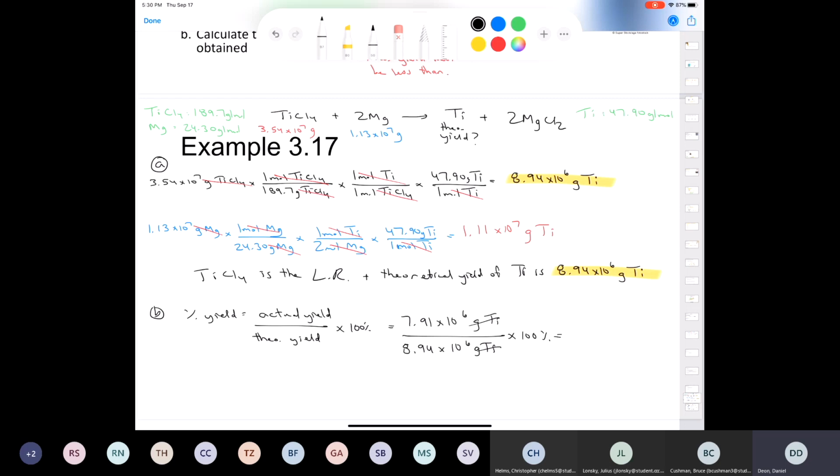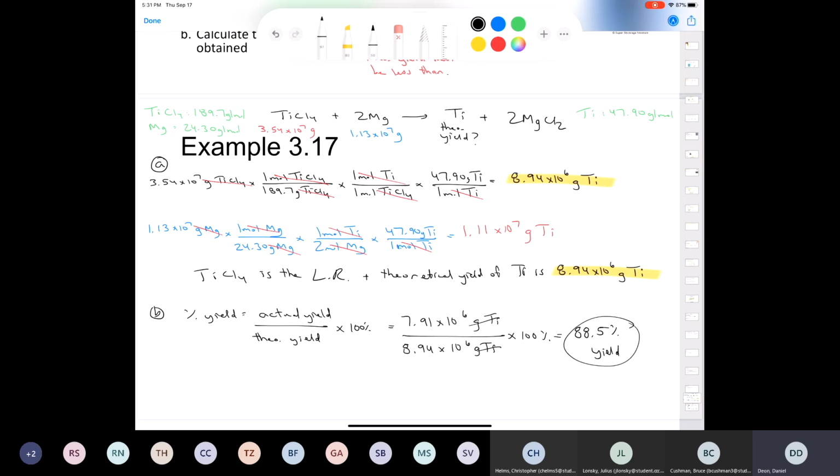7.91 times 10 to the 6 divided by 8.94 times 10 to the 6, multiplied by 100, and I end up with 88.5% yield. So that's pretty darn good, okay? That's very good, as a matter of fact.